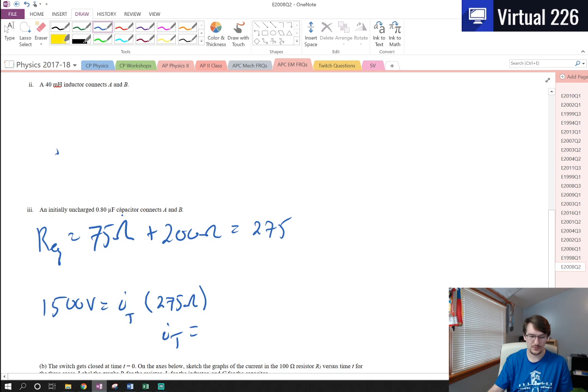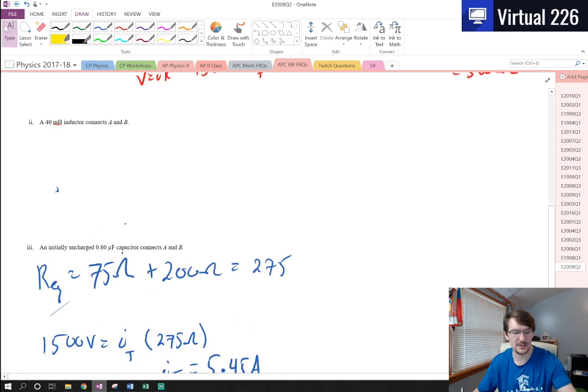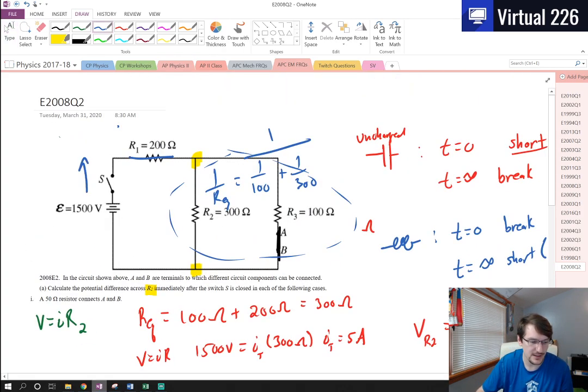5.45 amps. Oops, I put a 4.5. Oh no, it is 5.45. And if I know what that total current is coming out of the EMF source, 5.45, I can do just what I did in part 1. I'll figure out the voltage running across this, and I'll just subtract it from the 1500. So 5.45 times 200 ohms gives us 1090 volts across here.